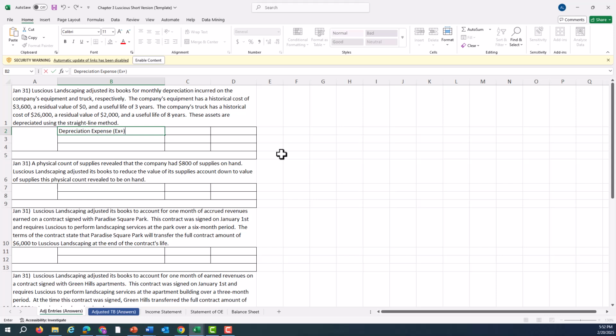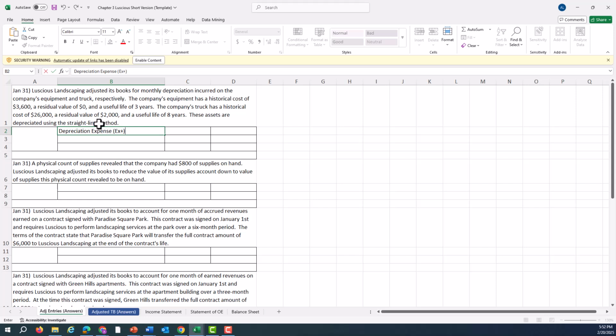We have two different types of long held assets that we use in business that are going to lose value over time. For Luscious, we have equipment that has a historical cost of $3,600, so that's what we paid for it originally. A residual value of $0. We expect to get $0 out of this when its life ends, and speaking of its life, we think that we're going to be able to use this equipment for 3 years before we have to retire it.